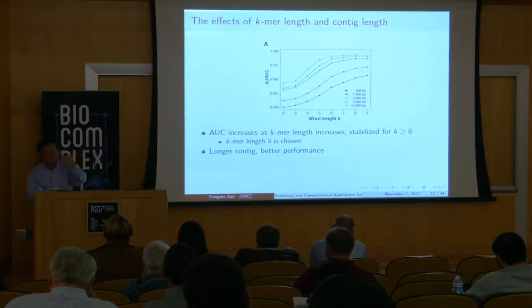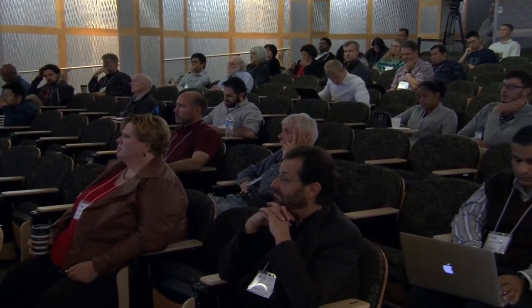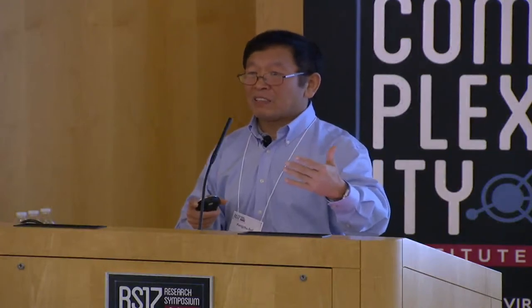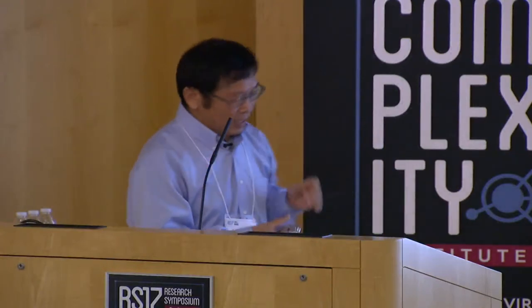But we ask, how about going even higher, let's say 10, 11, 12, and so on? Will it decrease or not? That's a natural question. Actually, if you get K too high, because of sequence error or something like that, it's not necessarily always better to go very high.